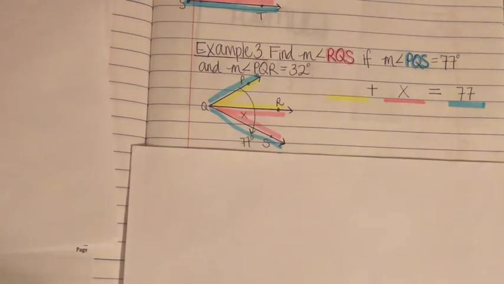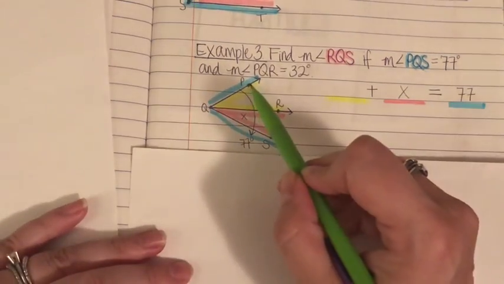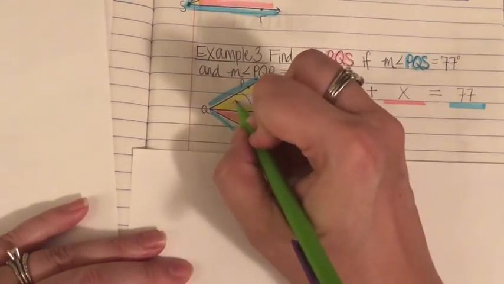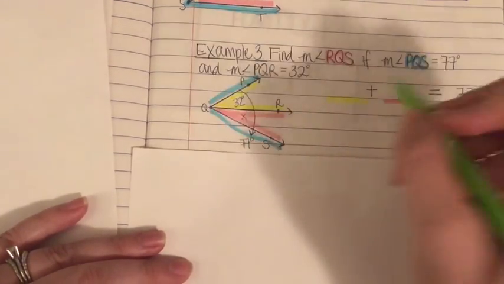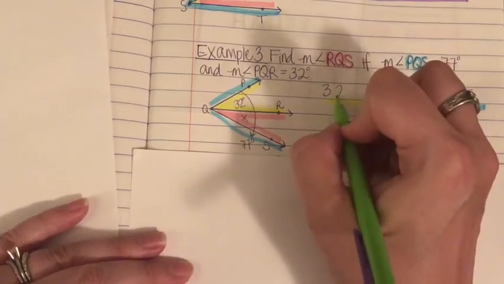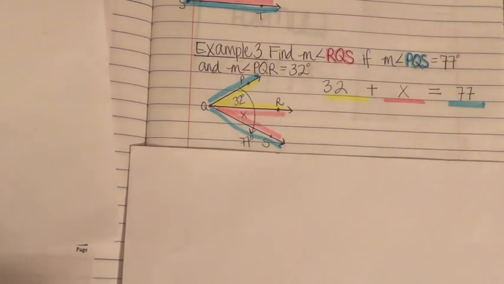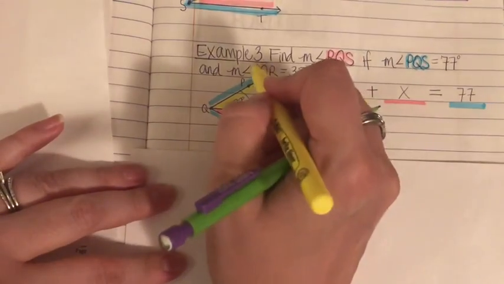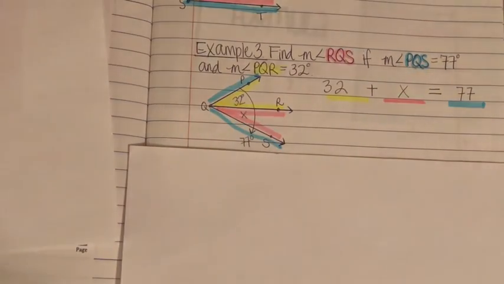Okay, that must mean that this last one, PQR, and I'm just going to check, PQR, yep, it's this last one that's 32. Oops, I grabbed the wrong highlighter. There we go, is my yellow one.